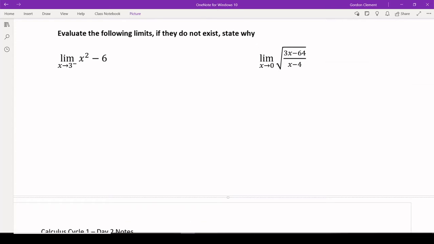Okay. So the limit as x approaches 3 from the left of x squared minus 6. What do we think? Okay, so a couple people saying 3. Anybody got any other numbers, or anyone want to justify why it's 3? So how do you know you're allowed to do that? Just put 3 in here.